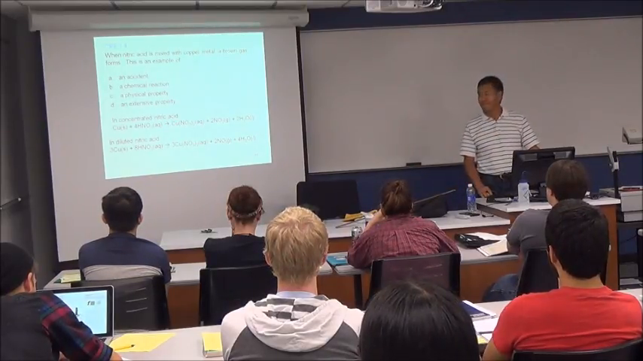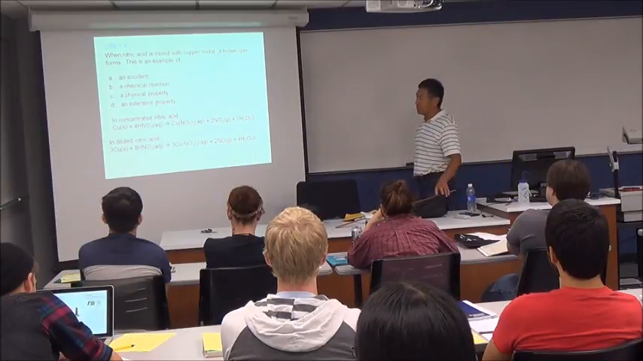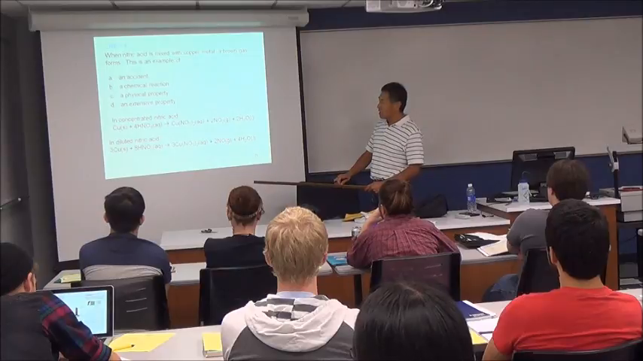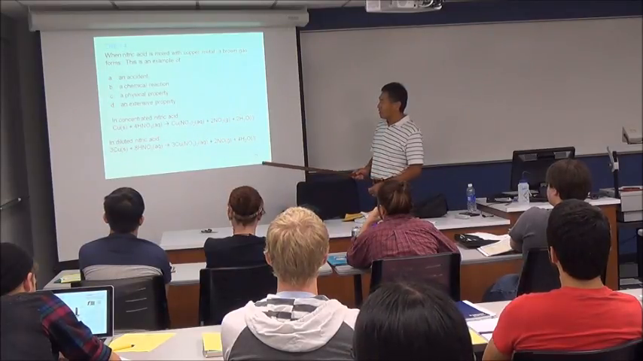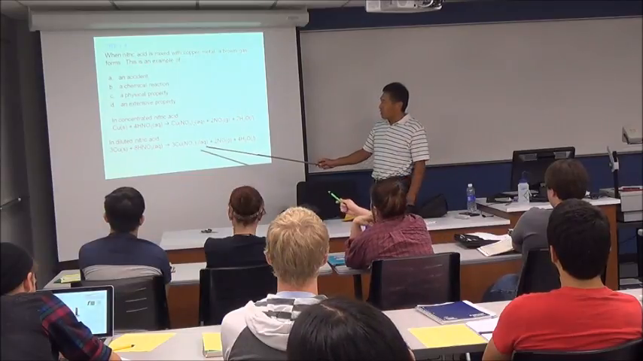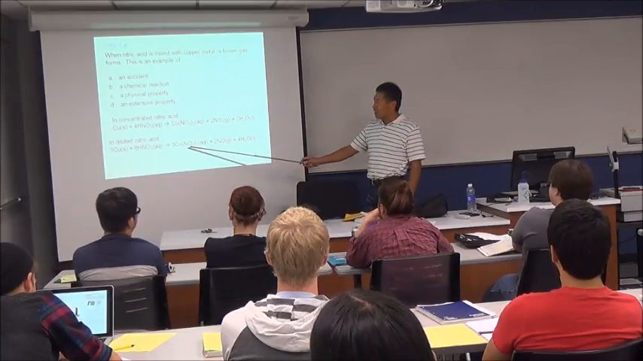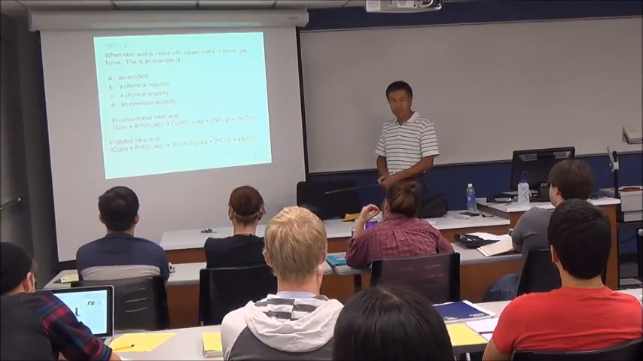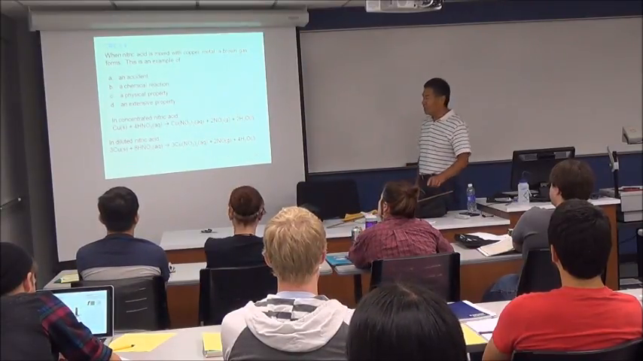Is the bottom equation well balanced? Because I don't see 8 nitrogens. You don't see 8 nitrogens? Okay, you see here is how many? 2. Six. Yeah, 6 here. But you have 2 here. Yeah, it's balanced.